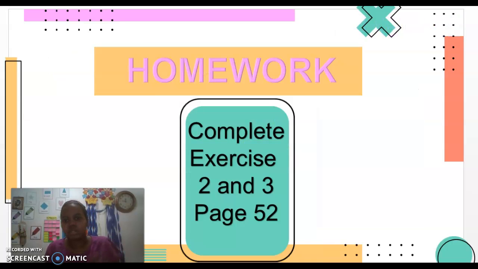After that, you're going to have your homework. You're going to complete exercises 2 and 3 from the same page. On page 51, you have 2 different exercises that are missing. So please complete them for Thursday.